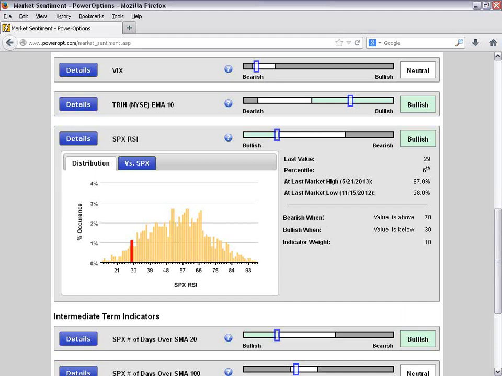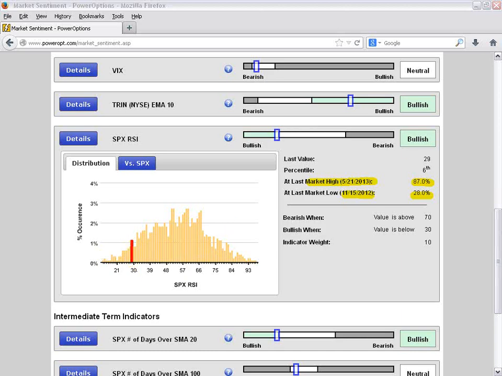Now, see, the last time we hit a market high, you can kind of see these numbers. The last time we hit a relatively recent market high on 5/21, the RSI was at 87%. Last time we hit a relative market low, 11/15/2012, the RSI was at 28. But you can see the distribution here over the last 5 years to get a kind of gauge, saying, okay, we're right at about the RSI here, right about 28 or 29. So this might be an indicator, of course, that there's a lower probability of reaching an RSI of 28, 27, 26, 21, and so forth.